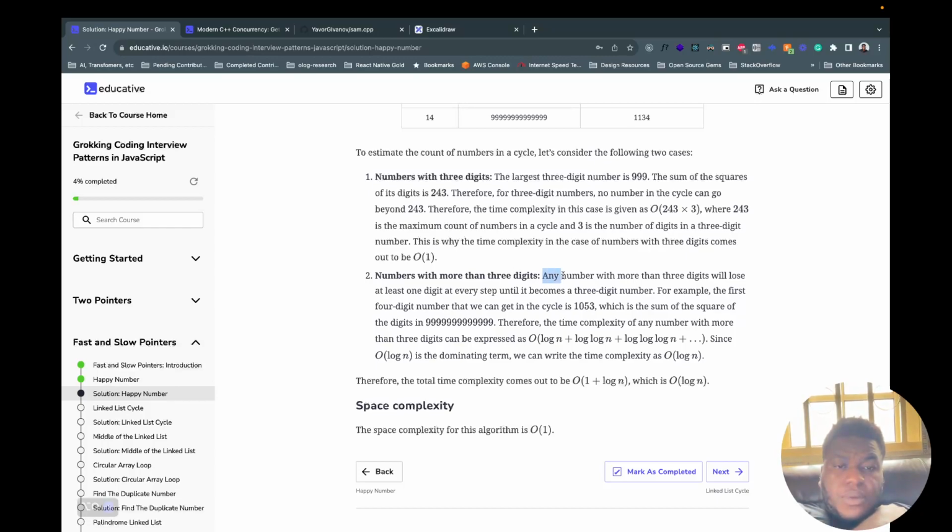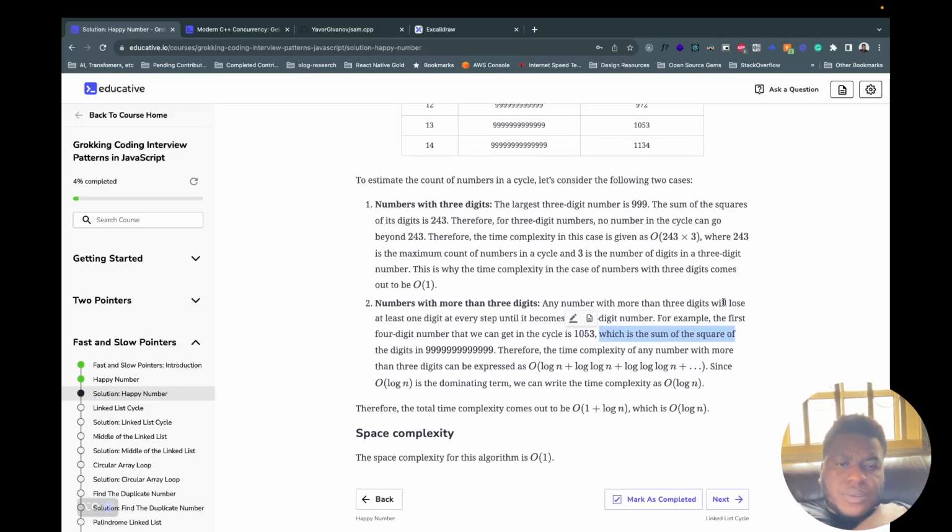For numbers with more than 3 digits, any such number will lose at least 1 digit at every step until it becomes a 3-digit number. For example, the first 4 digits we can get in the cycle is this: the sum of the squares of the digits in this. Oh wow, it takes that long. Any number with more than 3 digits can be expressed as, again, log of n. Since log of n is a dominating term, I'm gonna try to use this.